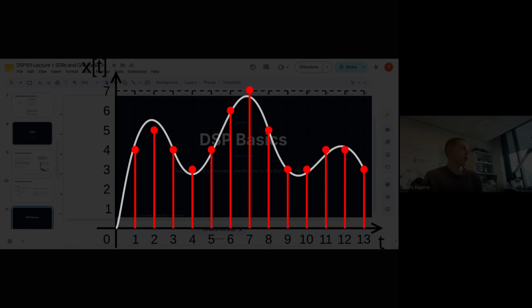Well, a digital signal is what you get if you sample. That's a key word, sample an analog signal. And this red chain of samples is a digital signal. That's all we mean by that.